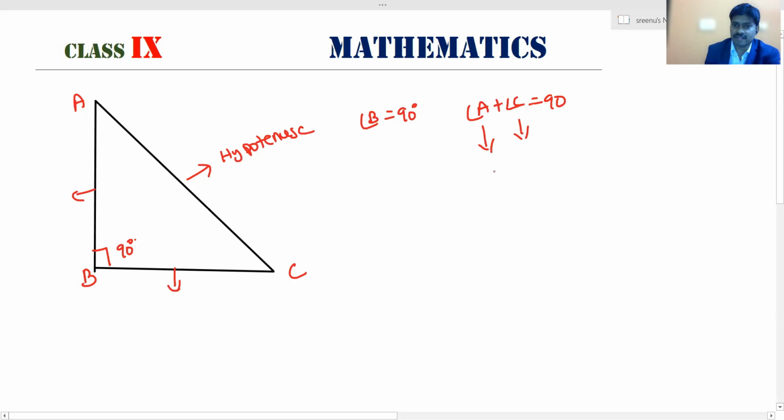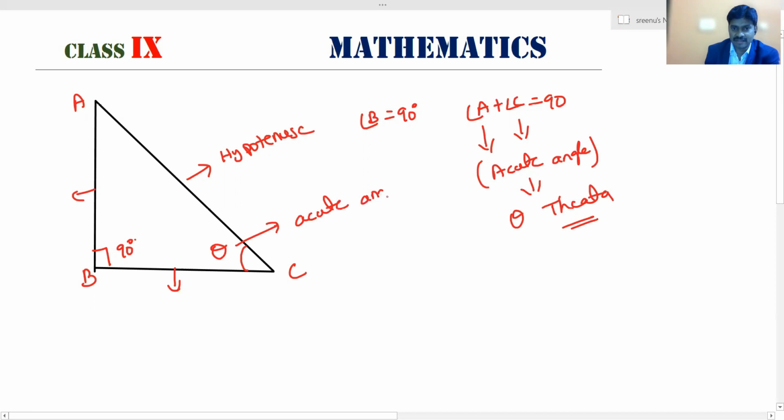These are acute angles. These acute angles in trigonometry are called theta. This is a Greek word, right? Here I am taking C as theta, which is the acute angle. Right angle is separate and acute angle is separate. So we don't define the sides in a right angle triangle according to the right angle, 90 degrees. We have to define according to theta, according to acute, either C or A.